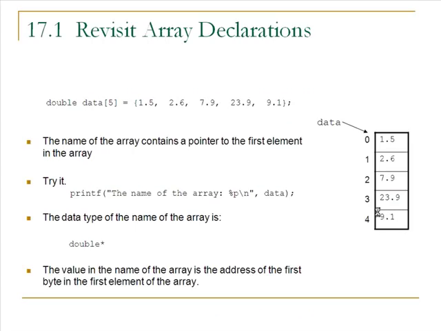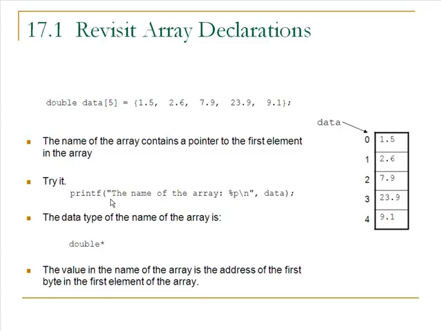Let's just start. So here is a declaration of a simple array of five double values initialized to these values. And here's the picture that we've been using up until now of how we look at an array. And we've always had this arrow here as if it were meaningful but unexplained. So let's start out by saying that the name of an array, in this case the variable name data, actually contains something. And what it contains is the address, or the pointer to, the first element in the array.